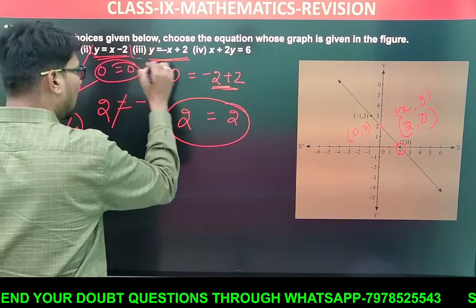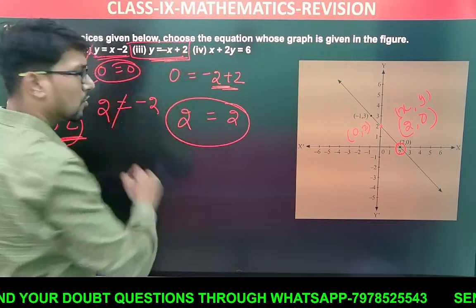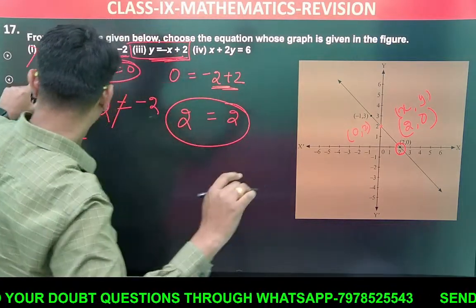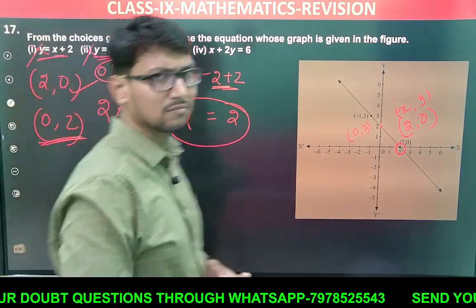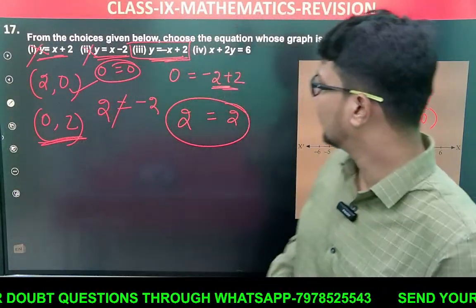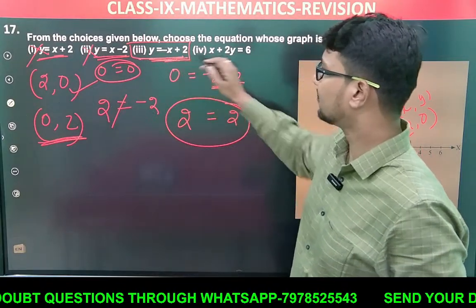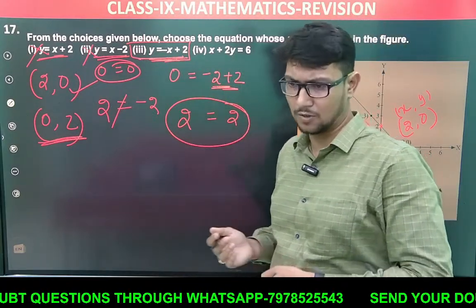Hence this third bit is the equation which is satisfying both of these 2 points, 2, 0 as well as 0, 2. So this is the correct answer. No need to check the fourth one. Definitely this is our answer. Okay, I hope this is clear.